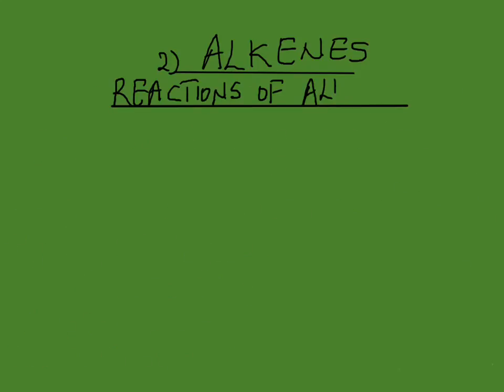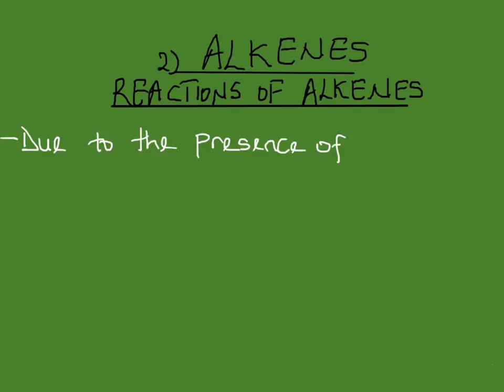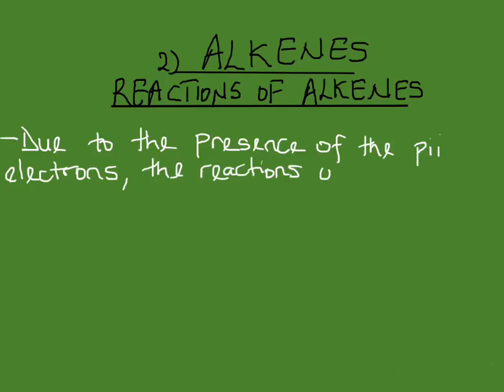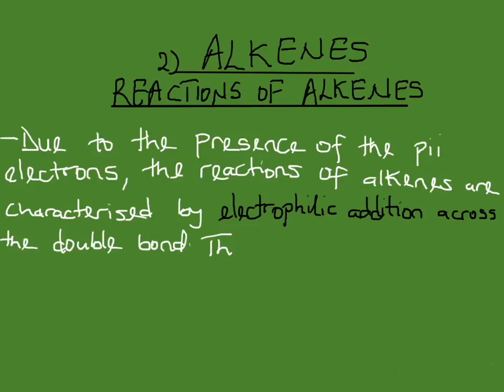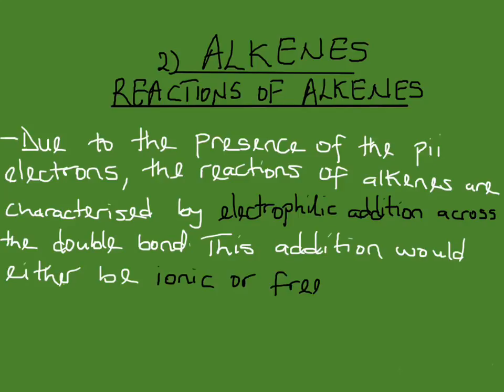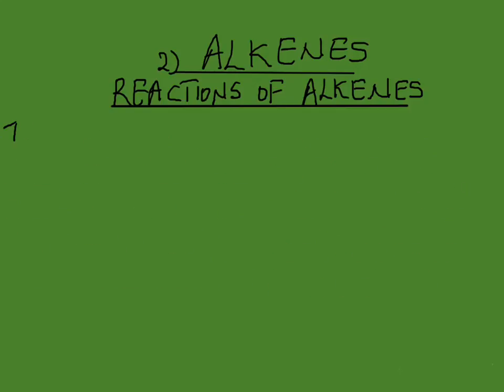Next, we are going to look at the reactions of alkenes. Due to the presence of the pi electrons, the reactions of alkenes are characterized by electrophilic addition across the double bond. This addition would either be ionic or free radical.